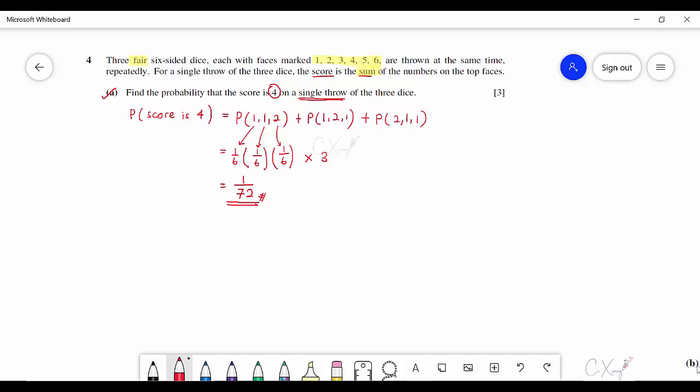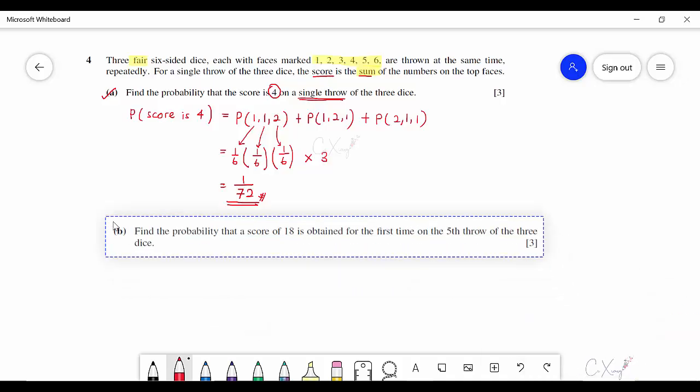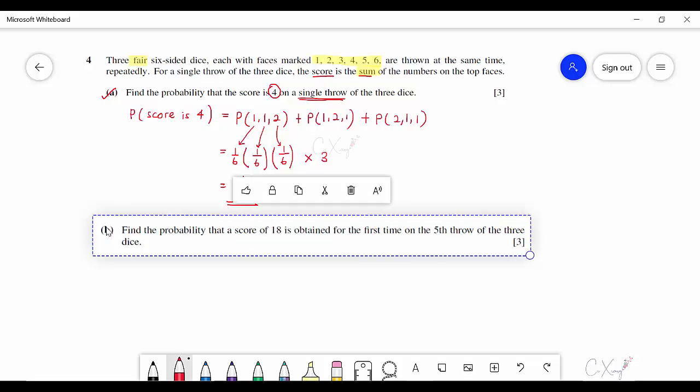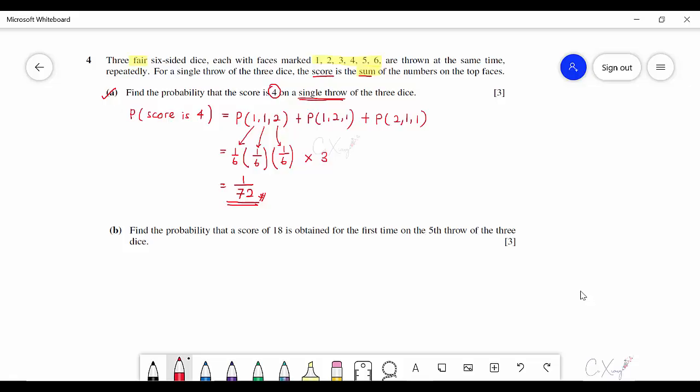All right. Okay, then now let's continue to part B. Okay, so for part B, they are asking for the score of 18 is obtained. Just now we found out the 4, the score is 4. Now they want to ask the score of 18 is obtained. Sorry, 18 is obtained for the first time on the 5th throw of the 3 dice.